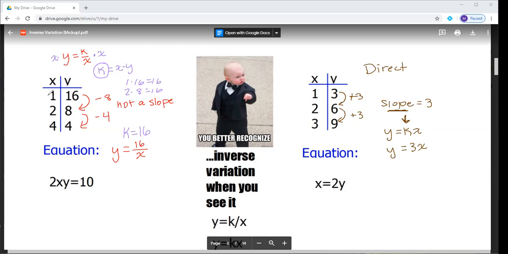When we graph these, it also is nice because if you have a constant of variation, you just think, what are the factors? And then you pick an x and a y in order to graph it. We'll see that in a minute. Let's look at this one here.